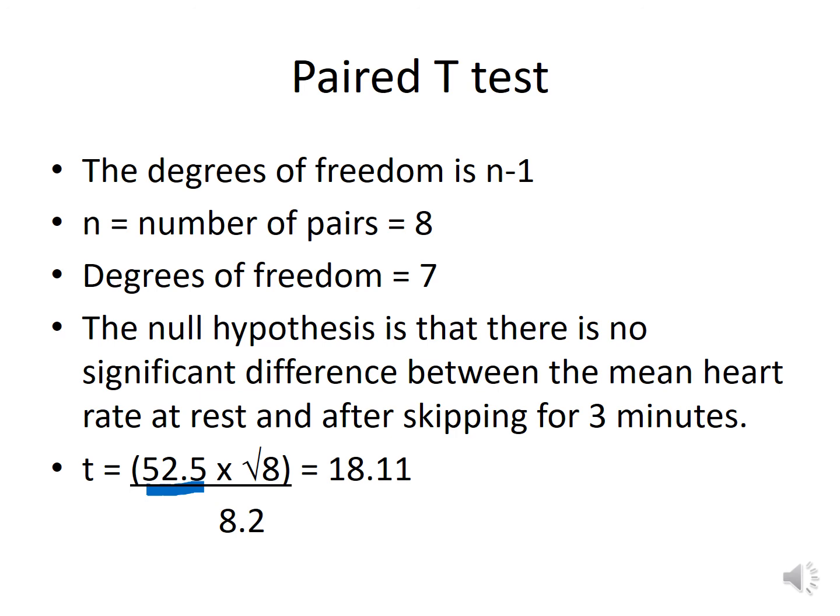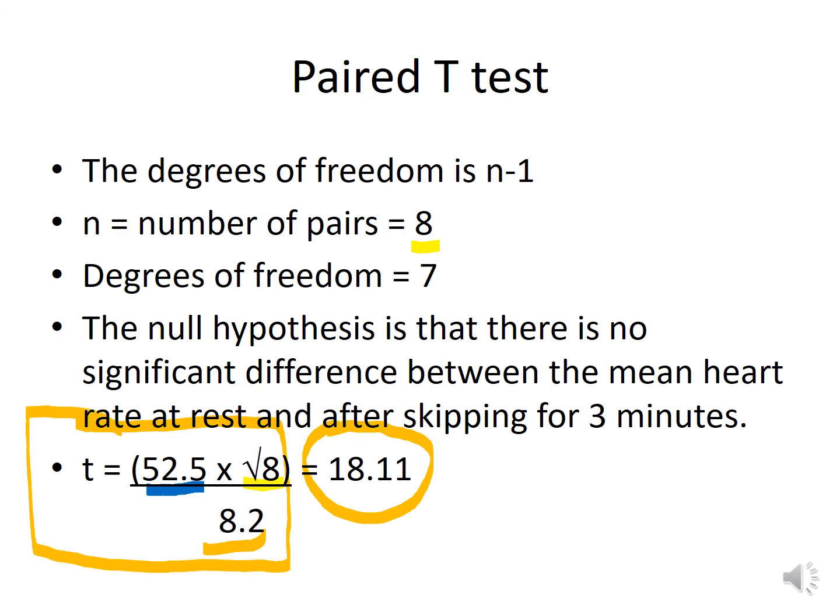Okay, now you can see we've got the mean of the differences here. We've got the square root of the number, so the number, we've got 8 pairs, and then you divide it by the standard deviation, and we were given the standard deviation. Okay, so then you end up with this value of 18.11. Okay, and again, this is showing your working. You put the numbers into the equation, you then just put it all into your calculator. So you have to write this on your exam paper to get one of the marks.